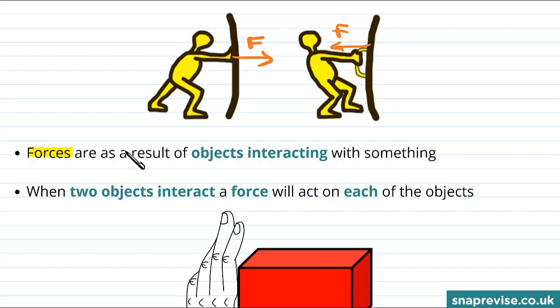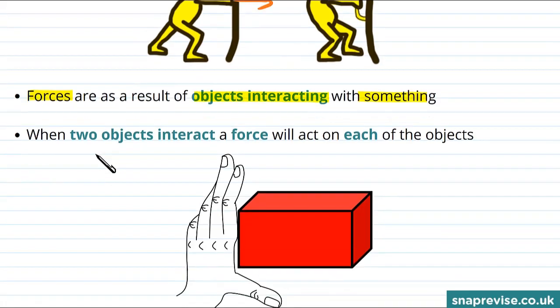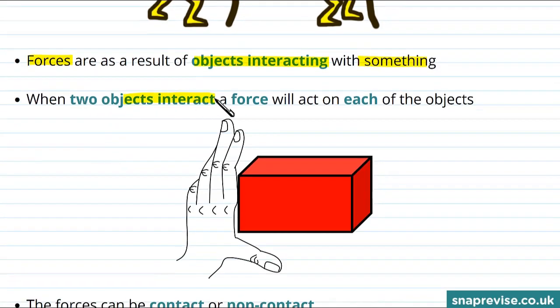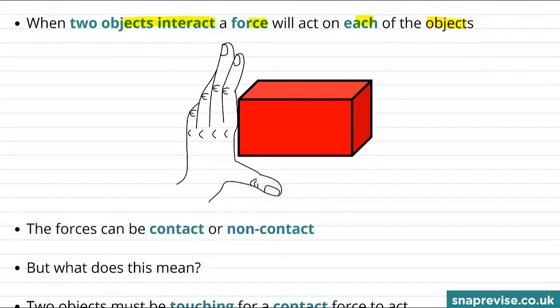A force is always a result of an object interacting with something. For example, when two objects interact, a force will act on each of those objects. For example, if we try and push a block along a table, we know full well that we are exerting a force on the block in this direction. But also, the block is pushing back on our hand and exerts a force on our hand in this direction.